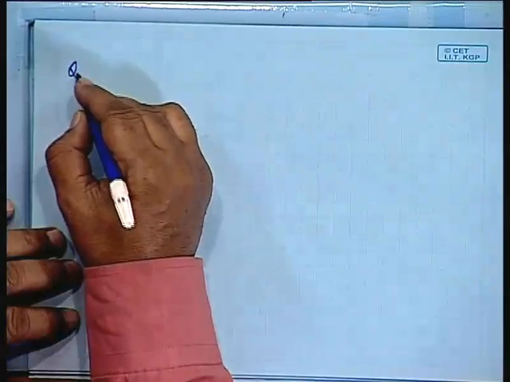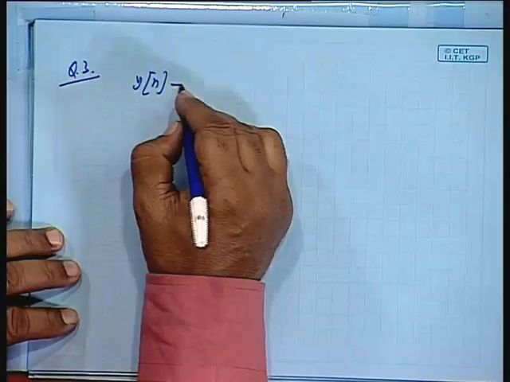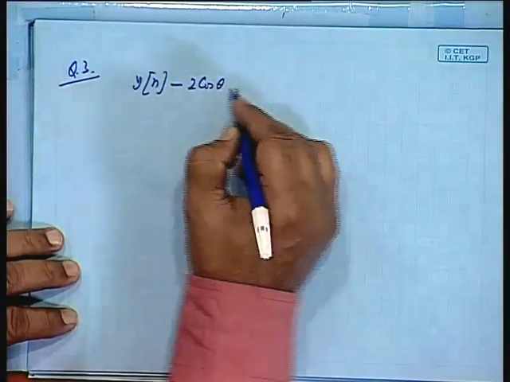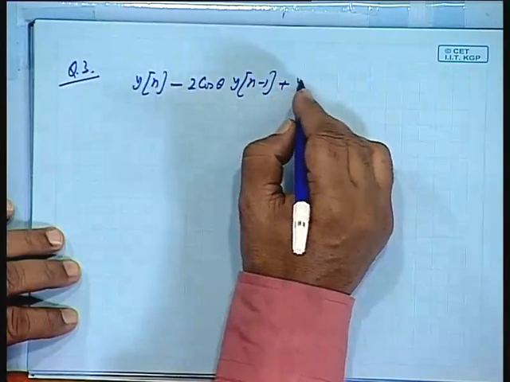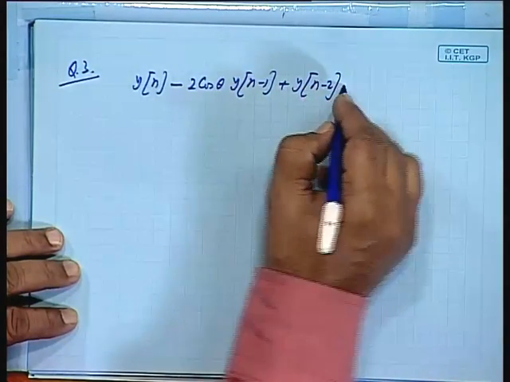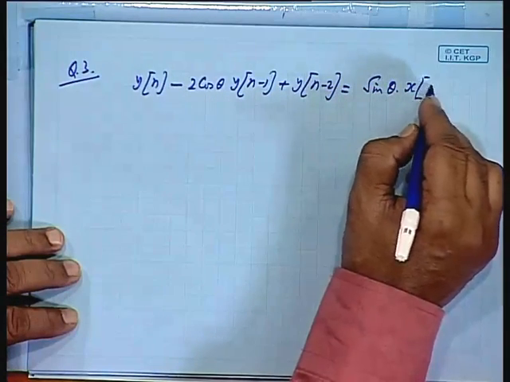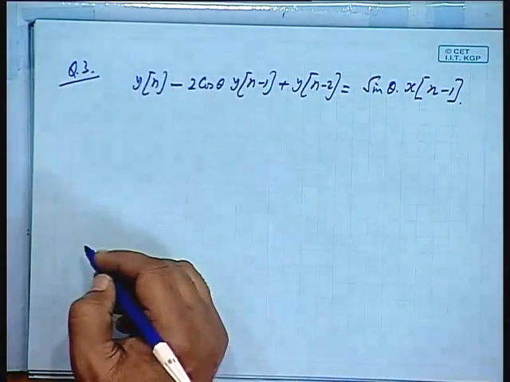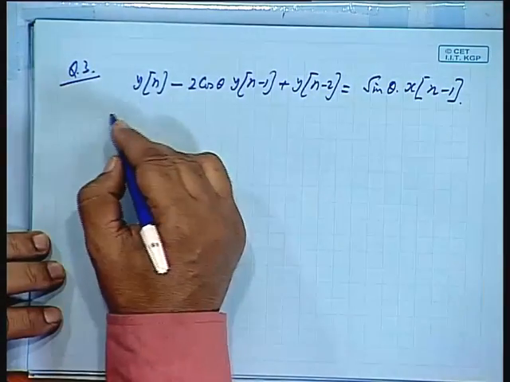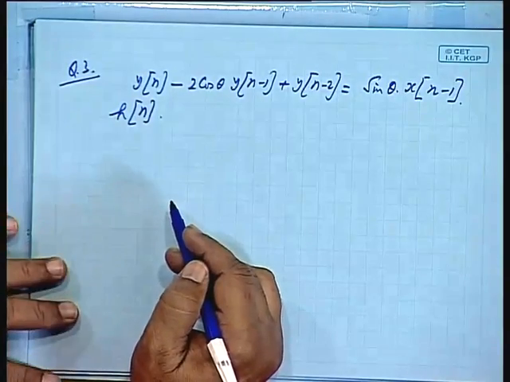Next we have another question: Yn minus twice cos theta Yn minus 1 plus Yn minus 2 equal to sin theta into x n minus 1. Okay. What would be the impulse response h n corresponding to this difference equation?